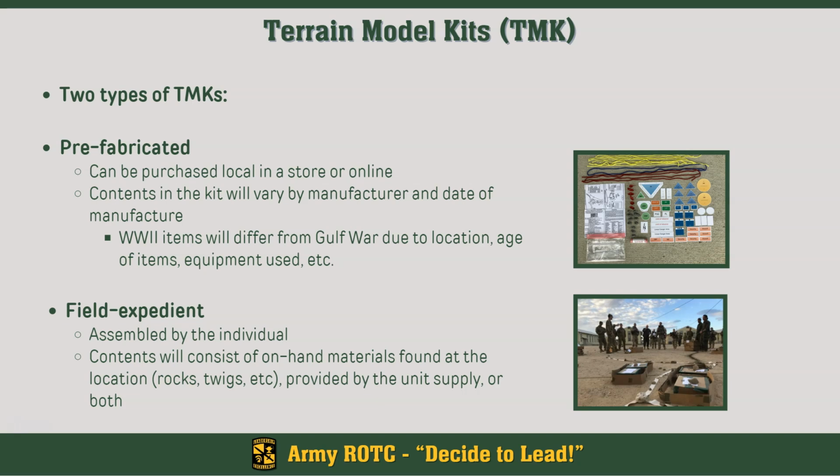Now the field expedient, that's assembled by the individual. So you build it yourself, and it's really consistent of on-hand materials that you can find at your location. So let's say you're up in the mountains, you can use rocks, moss, twigs, leaves, dirt, things like that. You could also pull things from your unit supply. So you can see in that bottom right photo, there's some boxes there, some cardboard, looks like some engineer tape, some duct tape, a couple rocks, and then using the dirt to design it.